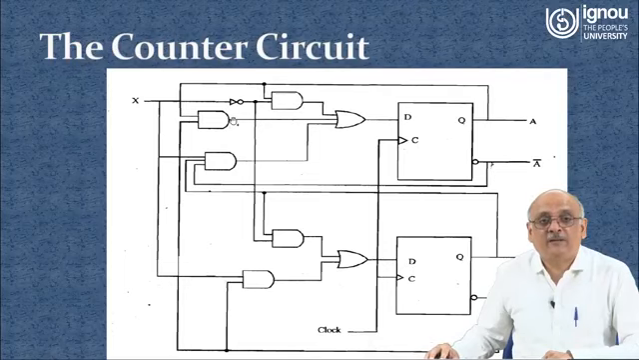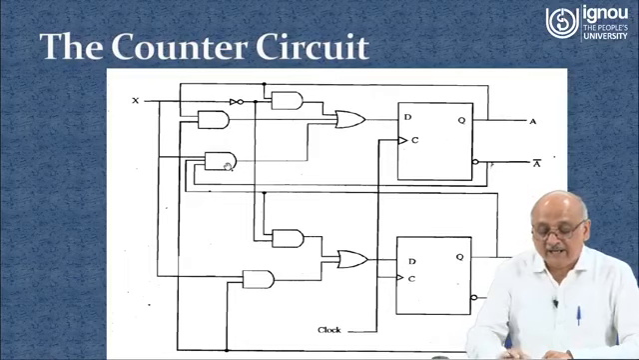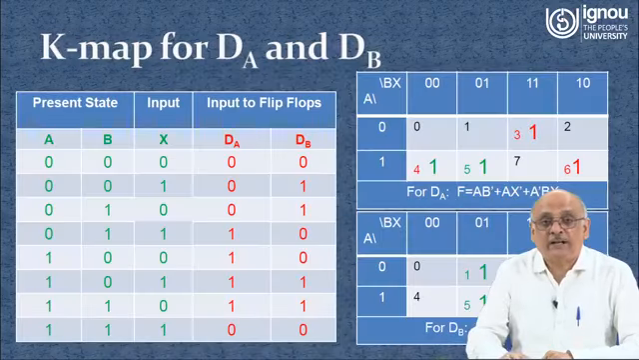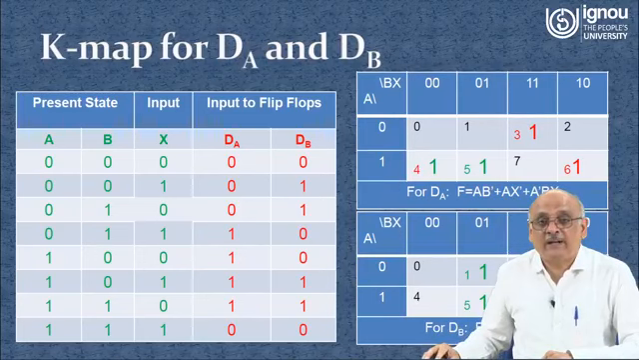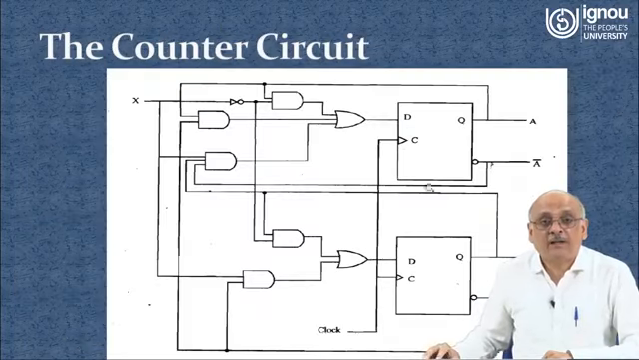So these are the two AND gates, and this third AND gate had 3 inputs, right? And what are those 3 inputs? A prime, B, X. X is coming from here, B is coming here, and A prime is this particular line.